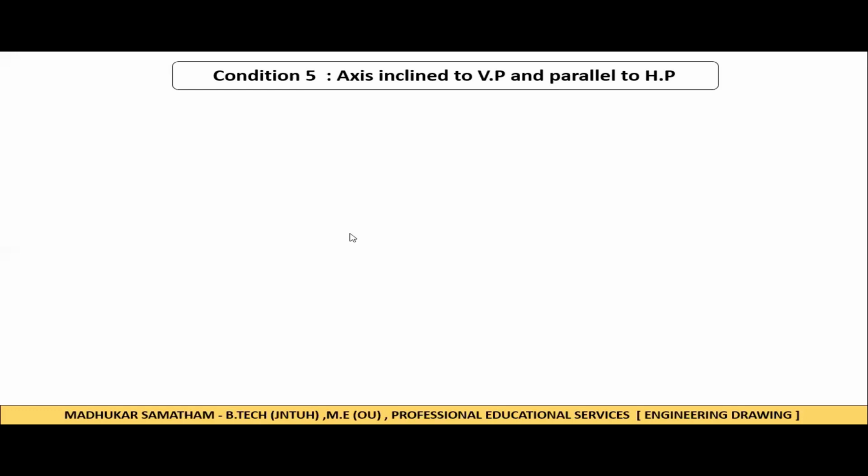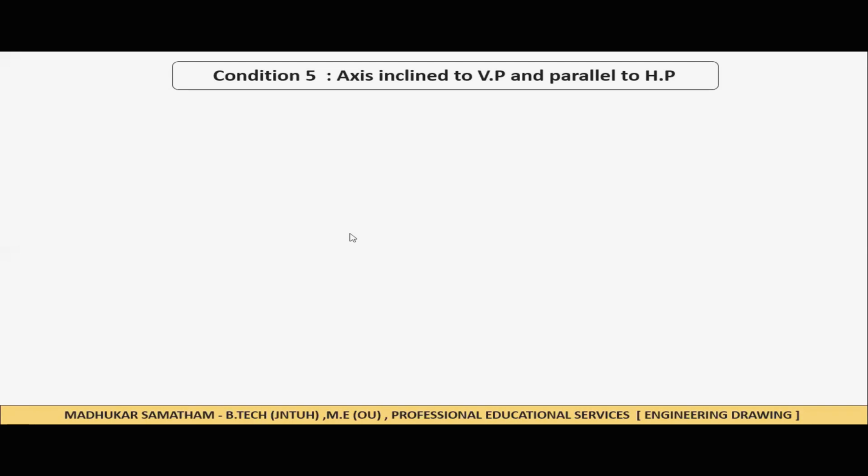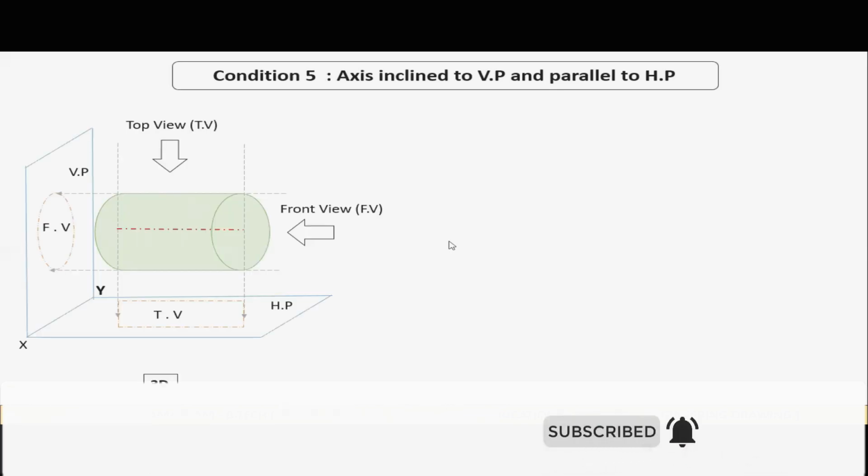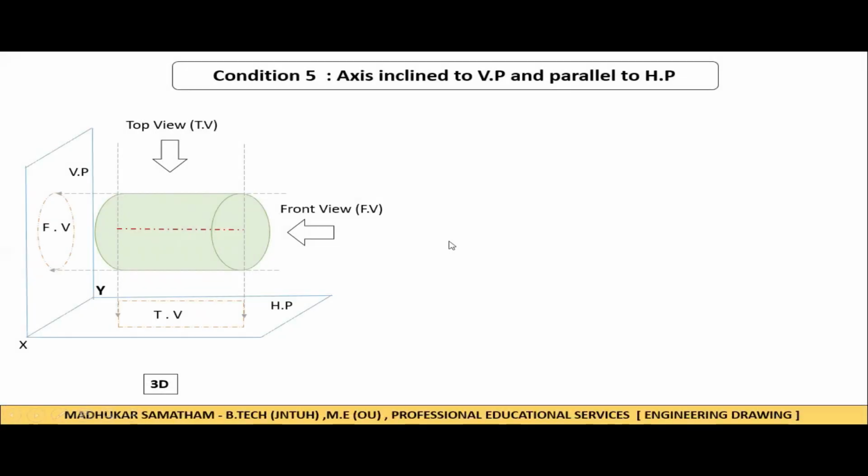First we will see the 3D diagram of the solid whose axis is perpendicular to VP and parallel to HP. We can see this solid's top view and front view on the screen. Now we will provide the inclination to the solid in such a way that it is inclined to the VP. You can see the animation of the solid.